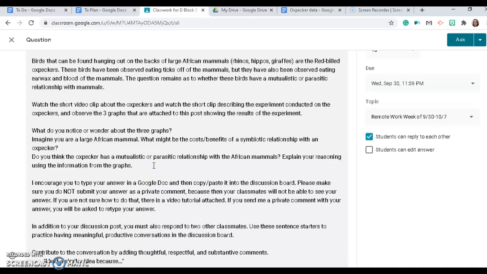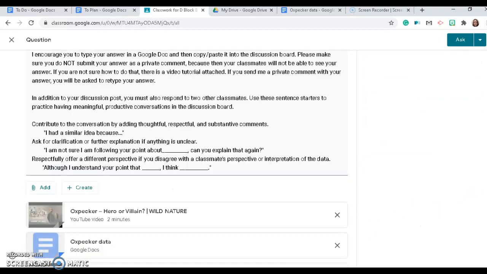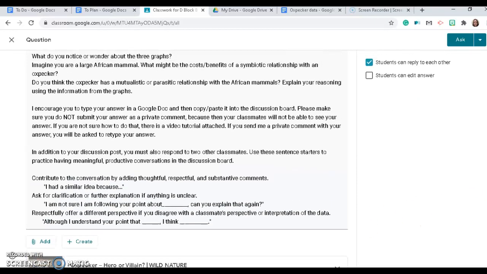I encourage you to type your answer into a Google Doc and then copy-paste it into the discussion board. That way you can fix spelling errors and grammar errors before you type in your answer. Please make sure you do not submit your answer as a private comment because then your classmates will not be able to see your answer. If you are not sure how to do that, there is a video tutorial that is attached here. If you send me a private comment with your answers, you will be asked to resubmit your answer into the discussion board.